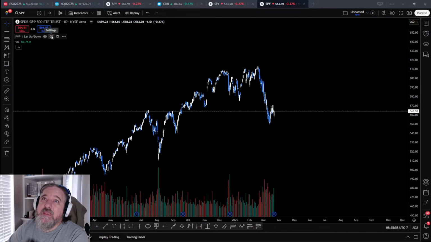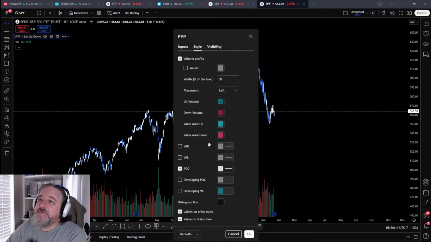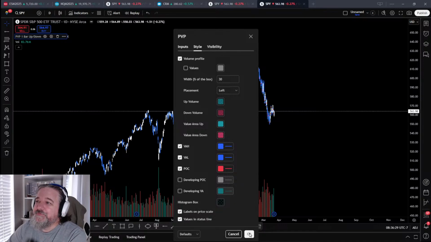And under our settings for PVP, there's only a couple of things that you need to change. So your value area volume is going to be 68. And your row size is going to be 100. Not 1,000, 100. Under style, you want to check value area high, value area low, POC. I tend to color code these, but you can do whatever works for you.